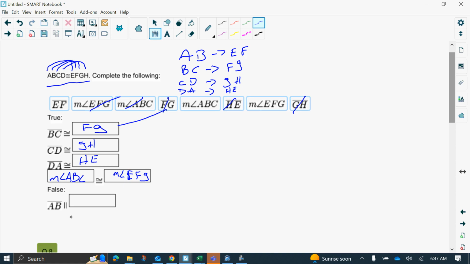And the only thing that we can't say is true is that two things are parallel. So AB and EF, we can't say that they are parallel. And that's all there is to that question.